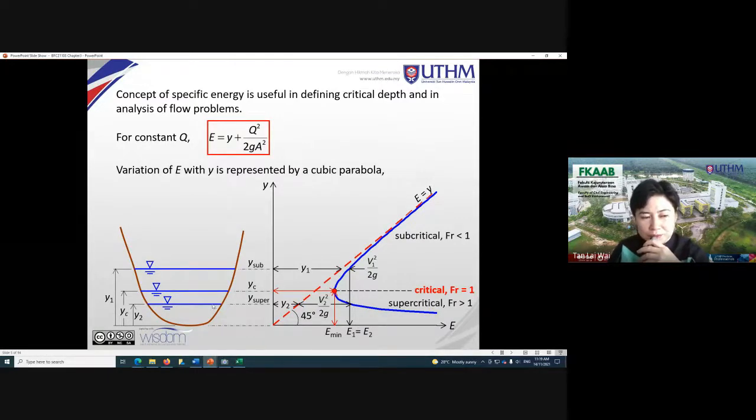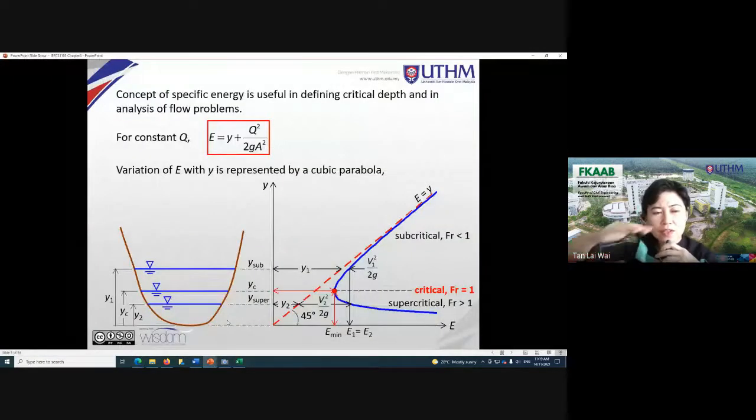Now here's the thing, for a constant Q, imagine this, for a constant Q, a fixed slope.